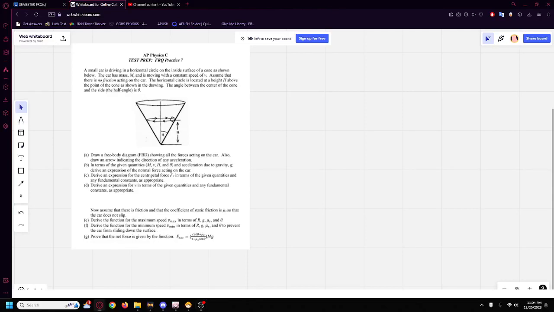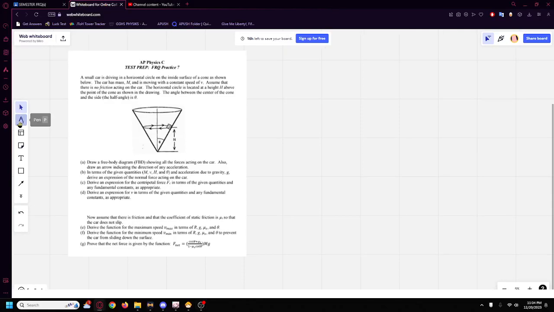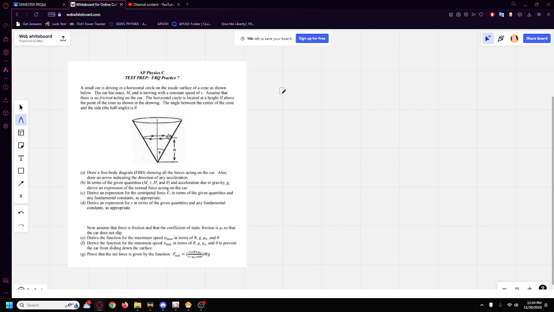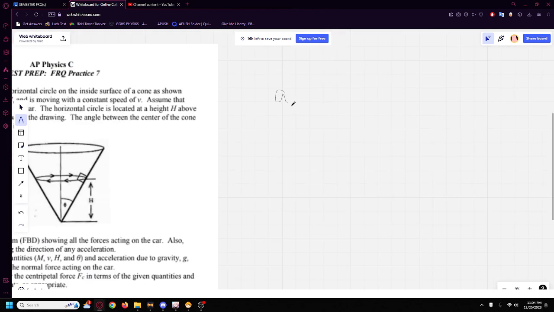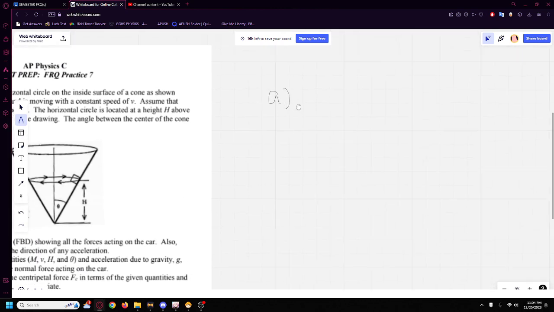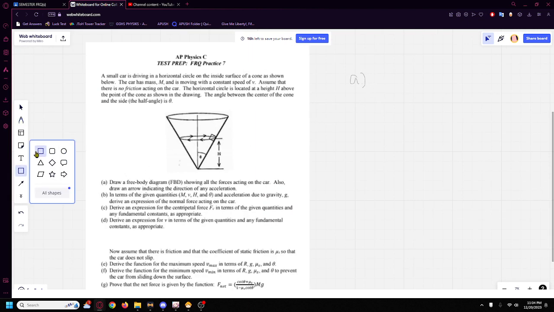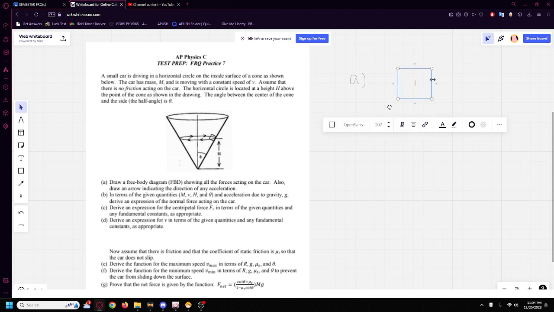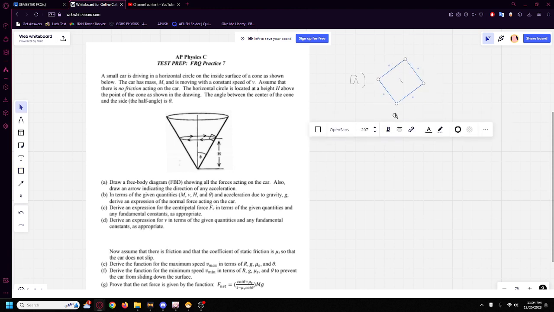Hello everyone, this is FRQ number 7. Part A asks to draw a free body diagram. This is the object, it's rotated a little like this.